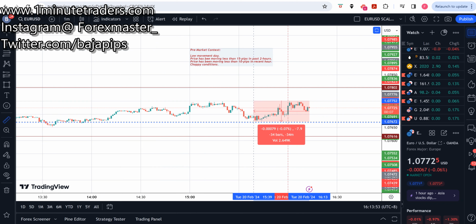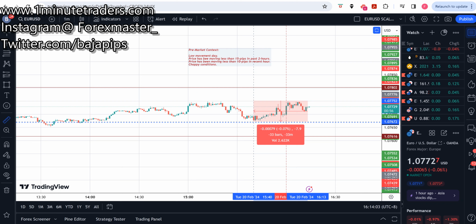I can't do anything with that, y'all. 7.9 pips. There's really nothing going on. So it was dead markets yesterday. It was a big holiday in the U.S., but the euro was still moving. It's not a big holiday there, so it was okay to trade London, but there was just no activity.